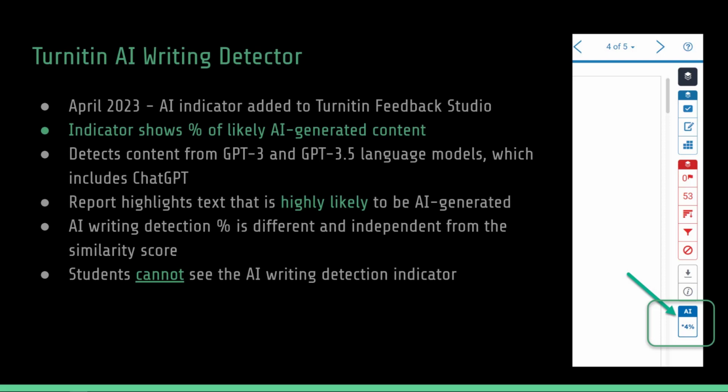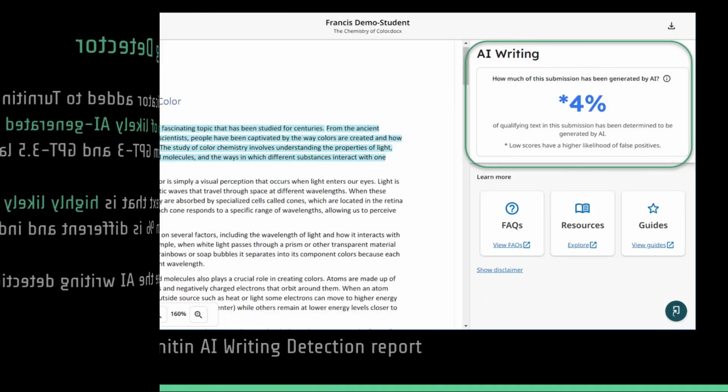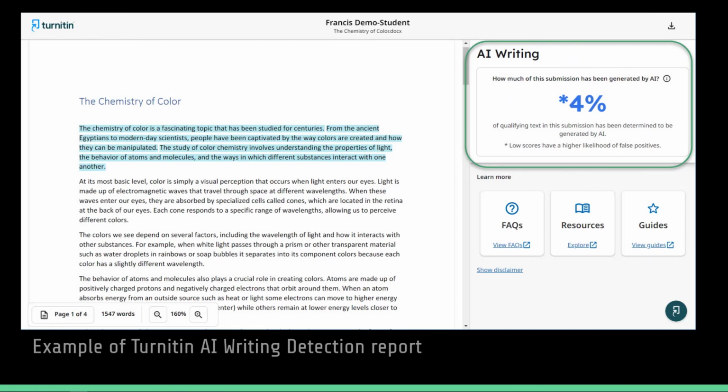You, as the instructor, can see the AI indicator, but the AI indicator is not visible to students. When you click on the AI indicator, the AI writing detection report will open in a new window so you can see the text that Turnitin has flagged. The left-hand panel shows the document with the likely AI-generated text highlighted in blue.